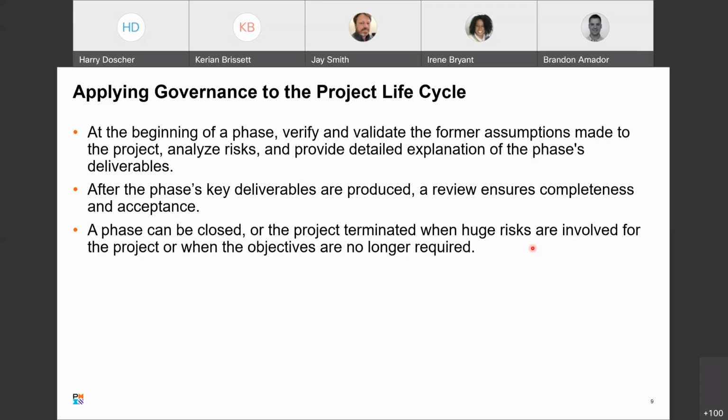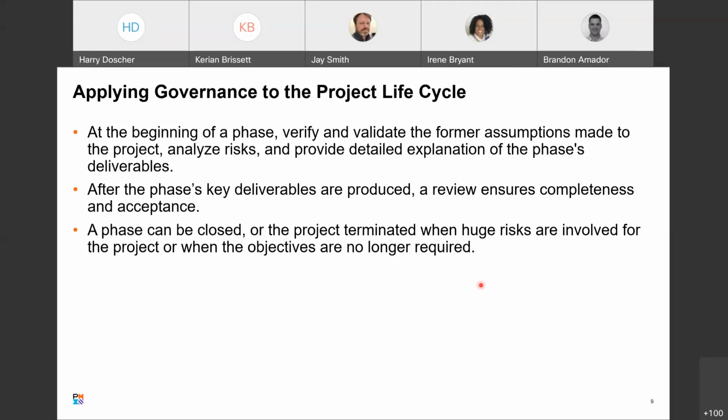Then once you produce what that phase is going to produce, you should review those deliverables and you want to ensure that that phase of the project is complete and that the customer can accept it. Okay. A phase can be closed or the project terminated when huge risks are involved for the project or when the objectives are no longer required. So always be aware that at the completion of a phase, it may be the time to terminate the project.